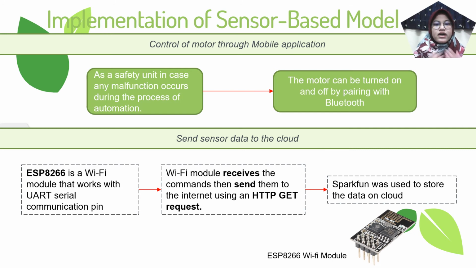So how was the data sent to the cloud? Using the ESP8266 module. It is a Wi-Fi module that works with UART serial communication pins. The Wi-Fi module will receive the commands, then send them to the internet using an HTTP GET request. SparkFun was used to store the data on the cloud. That is the image of the ESP8266 Wi-Fi module.